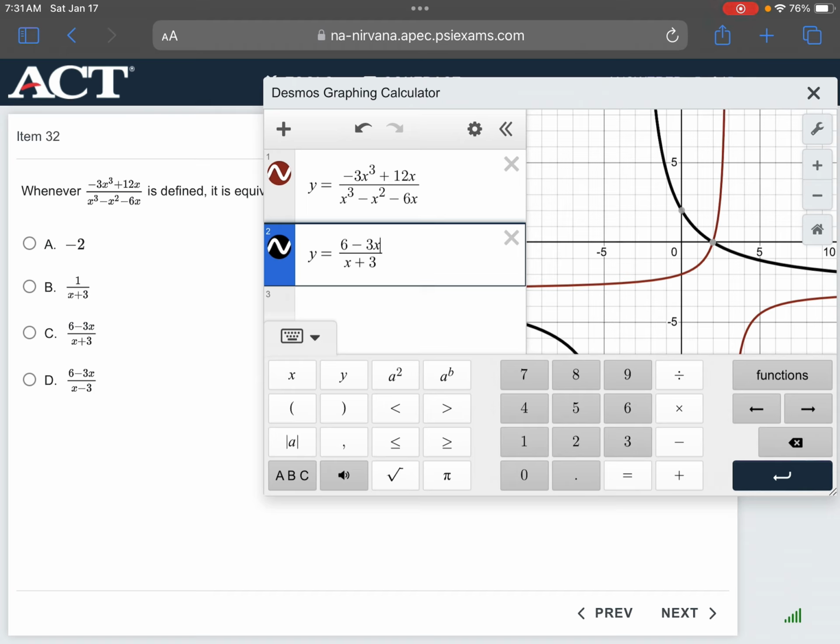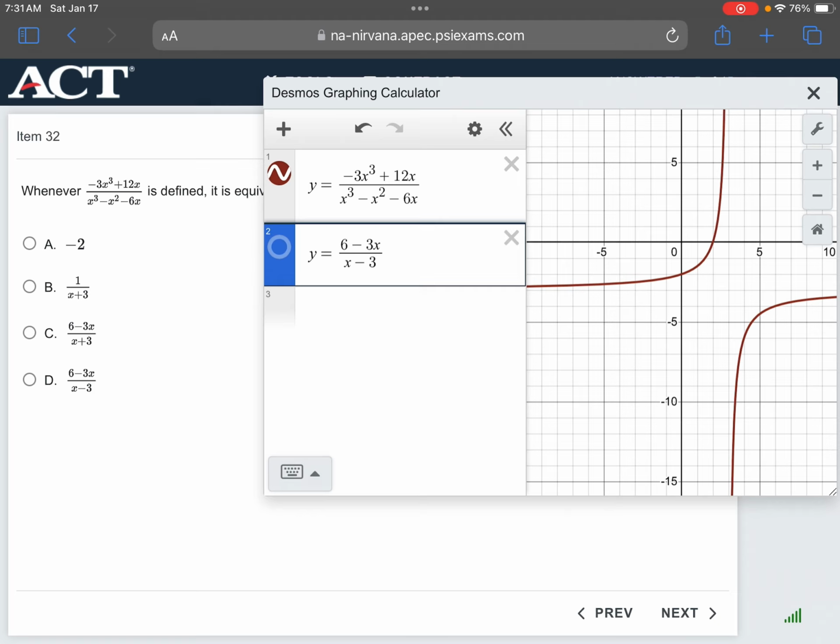Actually, for the last one, all we have to do is change the denominator to x minus 3. And there we go. We can click on and off. If I click it off, you see the red graph, then click it back on, there's the blue graph. Those two things clearly line up perfectly. So it is choice D. We saw it by factoring. We saw it with Desmos. So choice D is our correct answer.